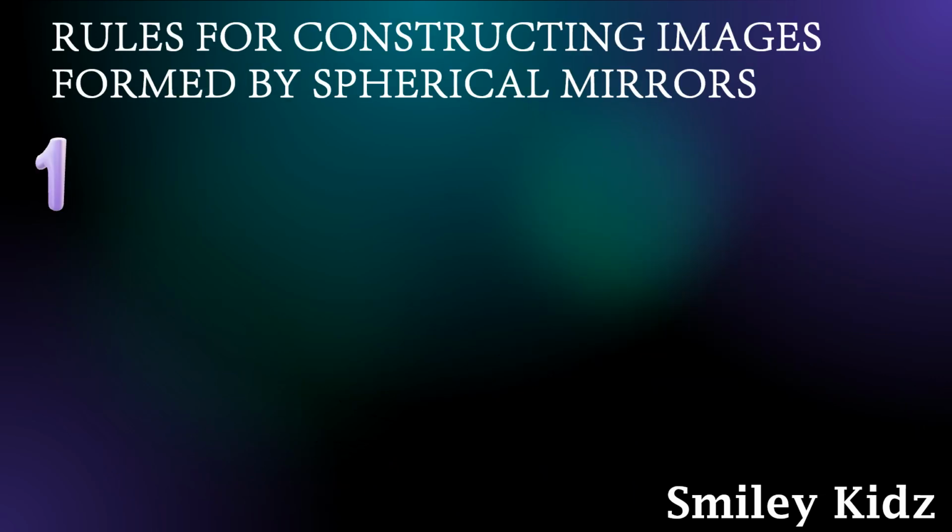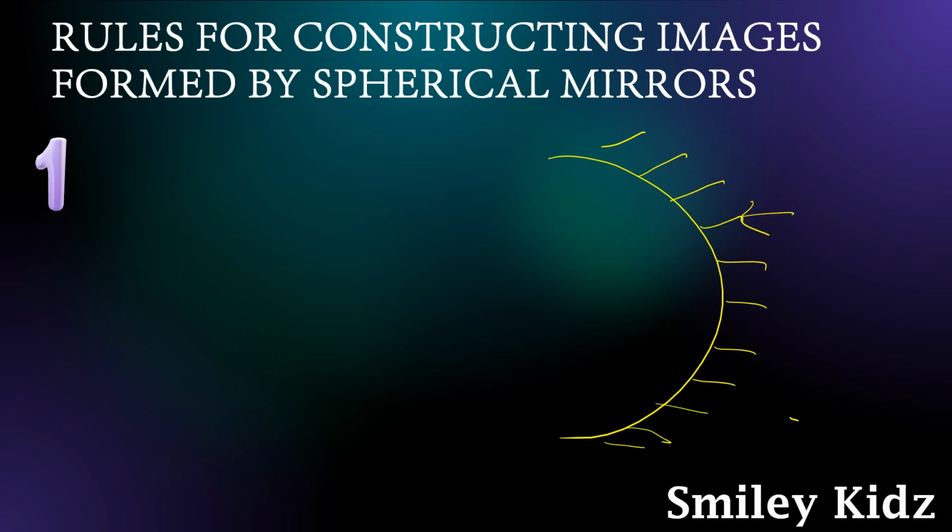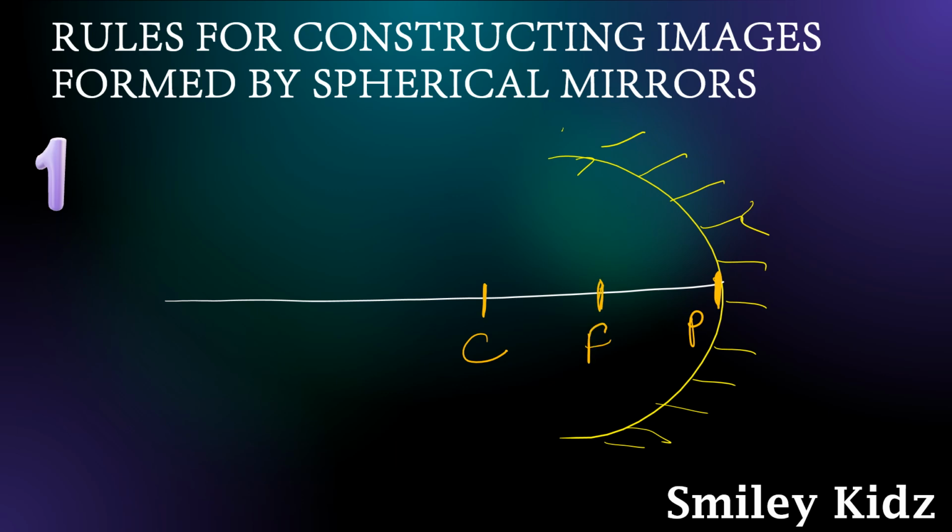Now let's understand the rules for constructing images formed by spherical mirrors. For that, let's bring back our spherical mirror. This is the polar surface and this is the reflecting surface. I hope you all know this. Now we're going to draw the principal axis. That is an imaginary line where all the components lie, isn't it? Like the center of curvature, which is here, and the pole of the mirror, which is actually the midpoint of the mirror. Now the midpoint of C and P will be F, which is the focus of the mirror, isn't it?